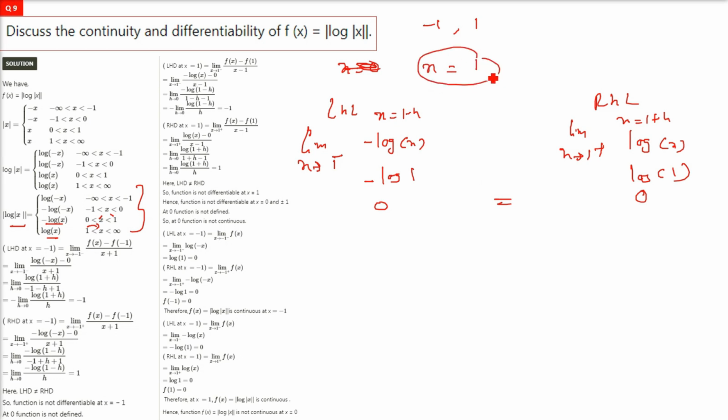X equals minus 1, I'm leaving it for you. If you have any problem, the answer is in front of you. You can just have a reference here. This is the reference. I hope you got the idea.